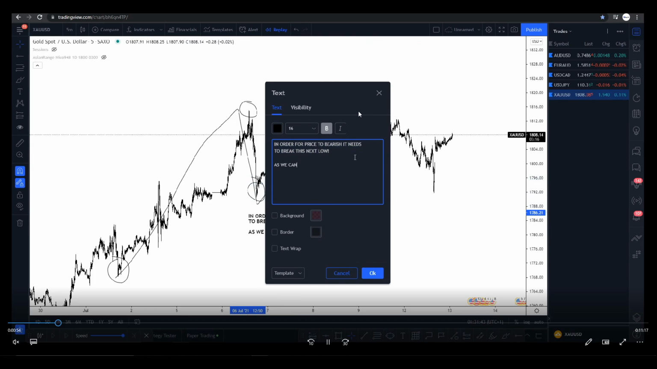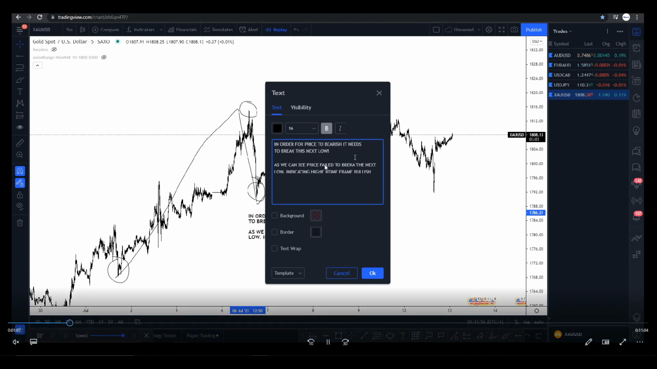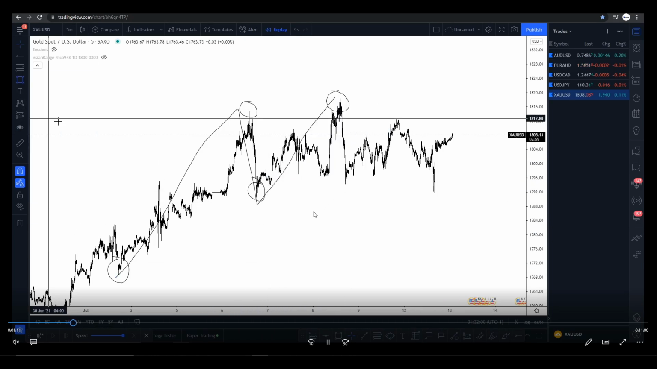And mind you, this is a lower time frame perspective of things. Even though I am on the lower time frames, I'm treating it as if it is the higher time frames. If I was on the higher time frames, I would be doing the exact same thing. As we can see, price failed to break through the next low, indicating here that price is overall moving bullish.